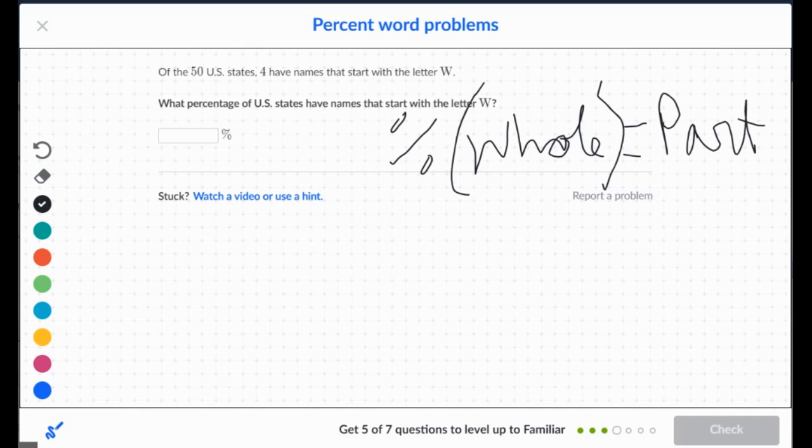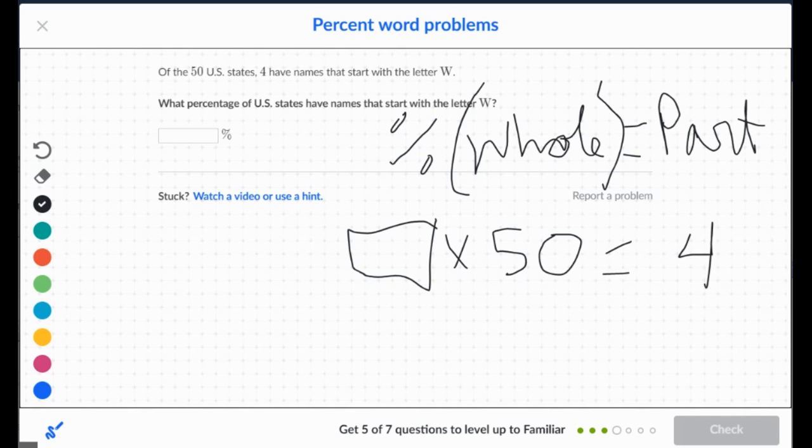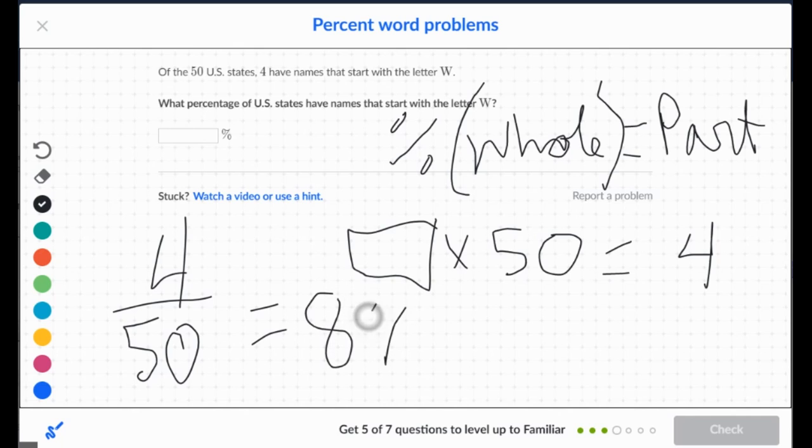And so remember, a percent is just a part over a whole, so you could just divide it. It'd be 4 divided by 50. But we have my percent. I know my whole is 50, and that's going to be equal to 4. So we end up taking 4 divided by 50, and that's going to be equal to 8%, or 0.08.